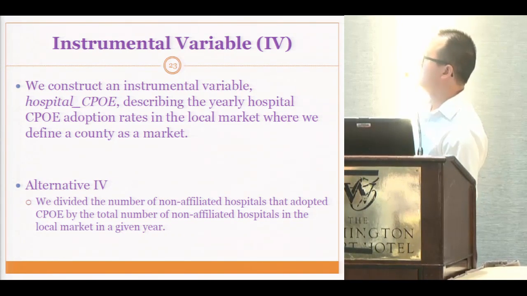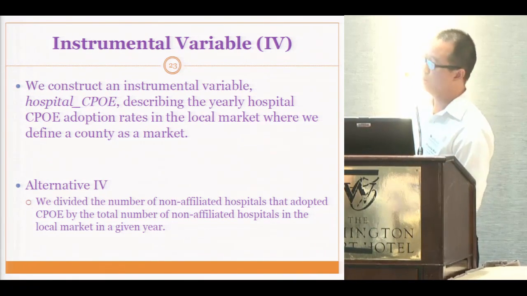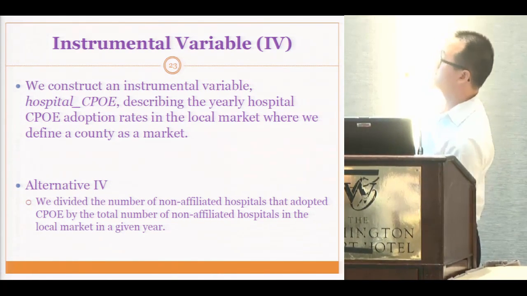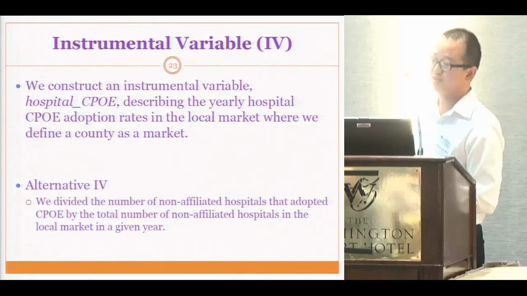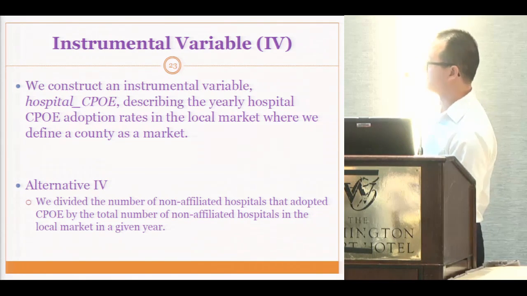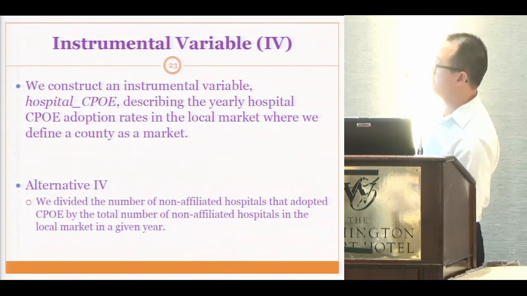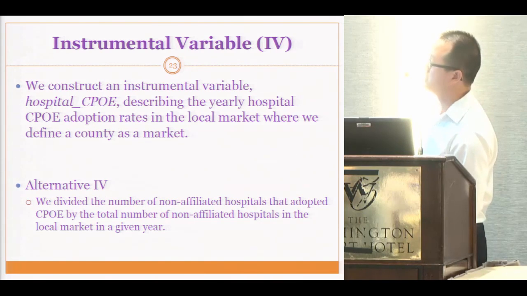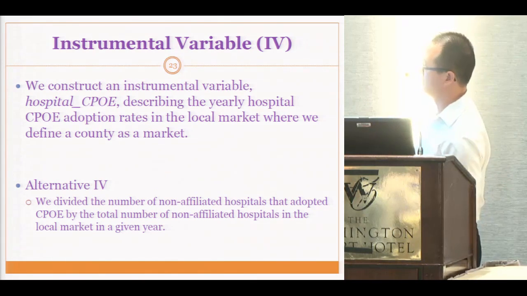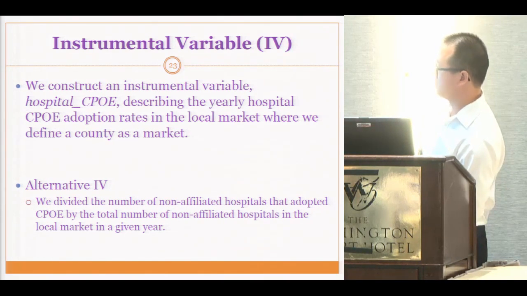So the idea is that hospital adoption level will affect your adoption decision at your local nursing home. Hospital is like upstream and nursing home is like downstream. So your upstream decision will affect the downstream decision because of network effect or any other kind of communication. On the other hand, the upstream hospital adoption decision will not affect your decision about your staffing. So that's the basic assumption for the validity of our IV choice.